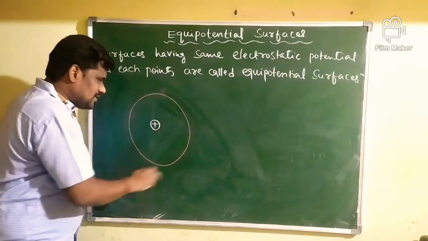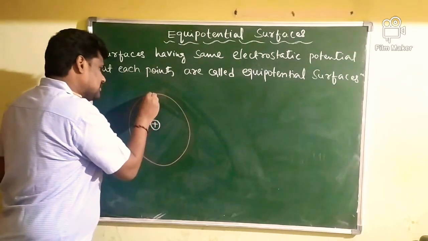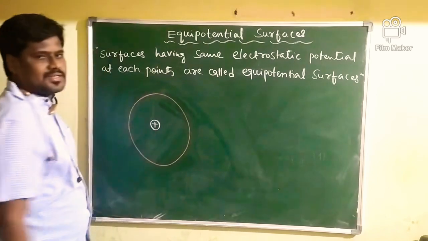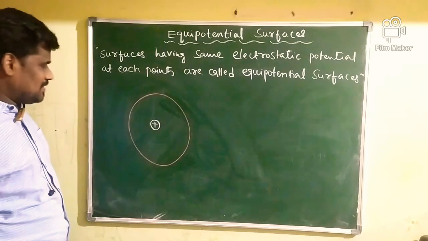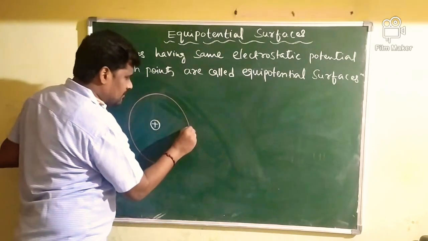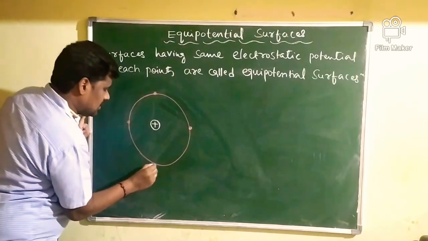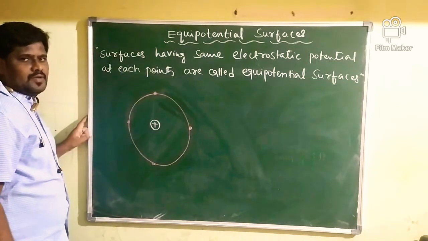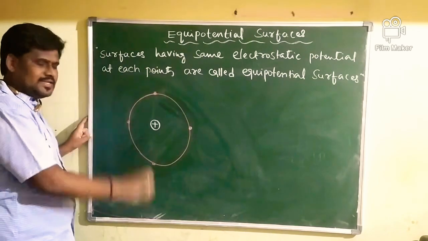Whatever sphere you imagine here, this sphere for this charge is said to be an equipotential surface. Why is it said to be an equipotential surface? If you determine the value of electrostatic potential at each point on this sphere, the value of electrostatic potential is the same, or constant.